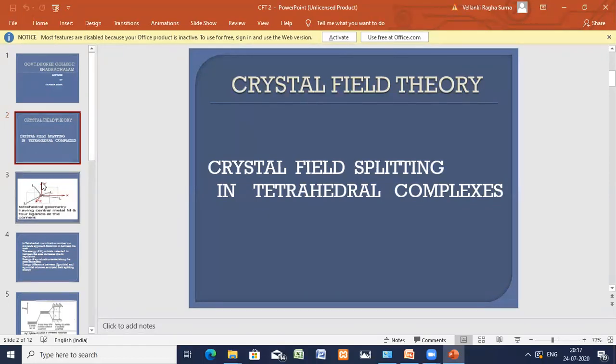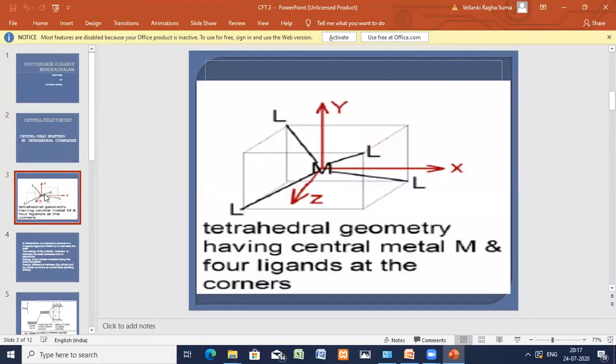Now in the tetrahedral complexes, we will see the orientation of the ligands. It is a bit difficult to imagine, but seeing the diagram, you can understand. The splitting is slightly difficult. It is quite reverse. The splitting of the d orbitals in the tetrahedral complexes is quite reverse to that of octahedral complexes. The four corners of the tetrahedron occupy four corners out of the 8 corners of the cube. You can see the cube here. There are 8 corners, and in those 8 corners, the ligands occupy 4 corners.